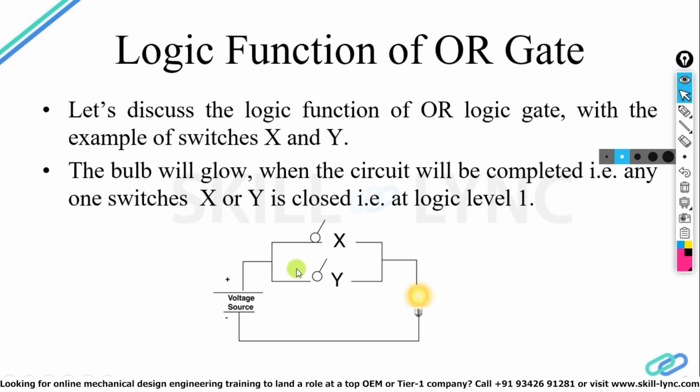then also the circuit is completed, because these two switches are in parallel mode, either X or Y. If they are in parallel mode, either X is closed or Y is closed, your bulb will glow. And if your bulb glows, it means you are getting the OR function successfully. So it is the example of the OR logic gate using the switches X and Y.